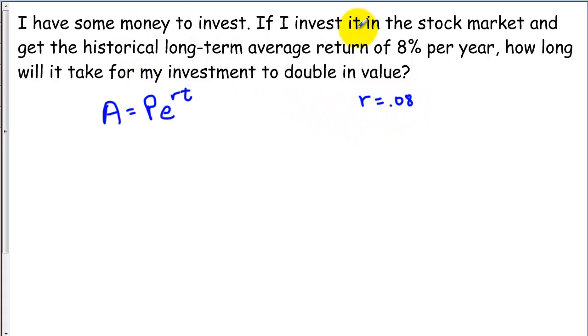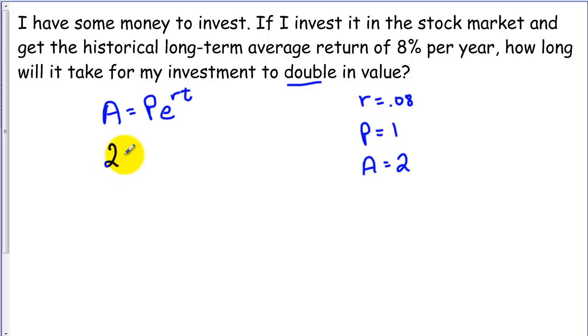Now, there is no initial amount here, but we're doubling it. So if P was 1, A would be 2. If P was 100, A would be 200. You can pick any number you want. So I'm just going to pick 1 for my initial amount. And A, we want it to double, so A is going to be twice that, 2 times P. Again, we could pick 100, 200, 1,000, 2,000. The solution for the number of years will be the same.